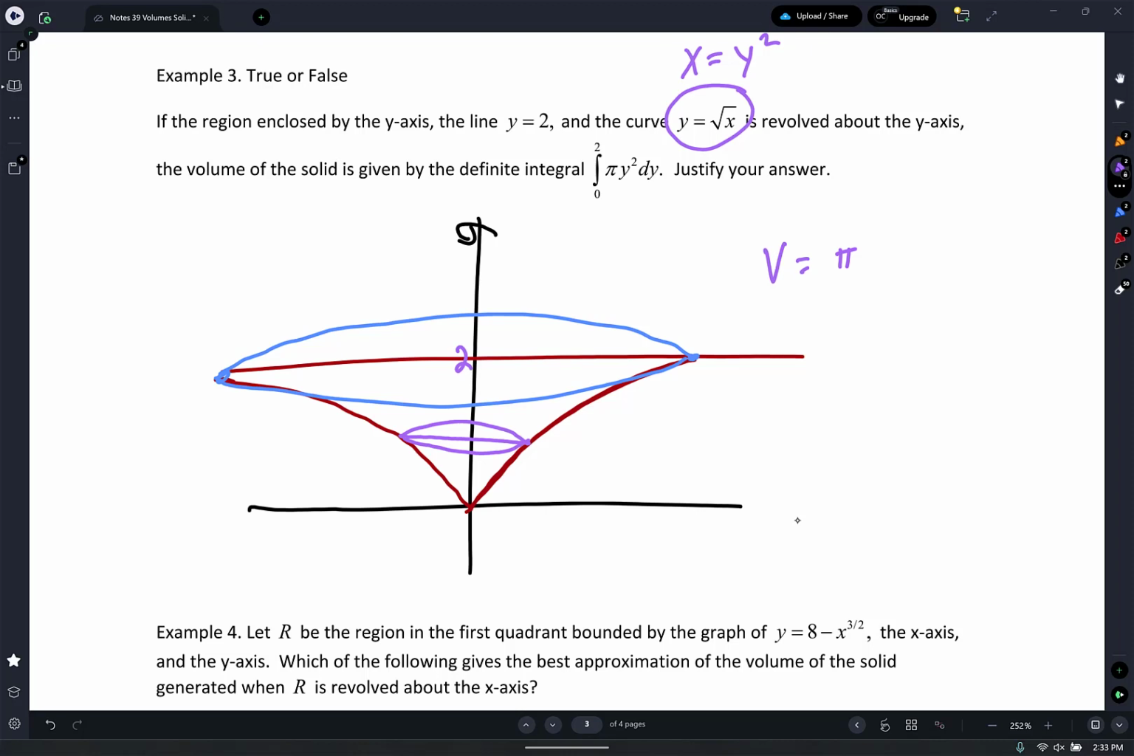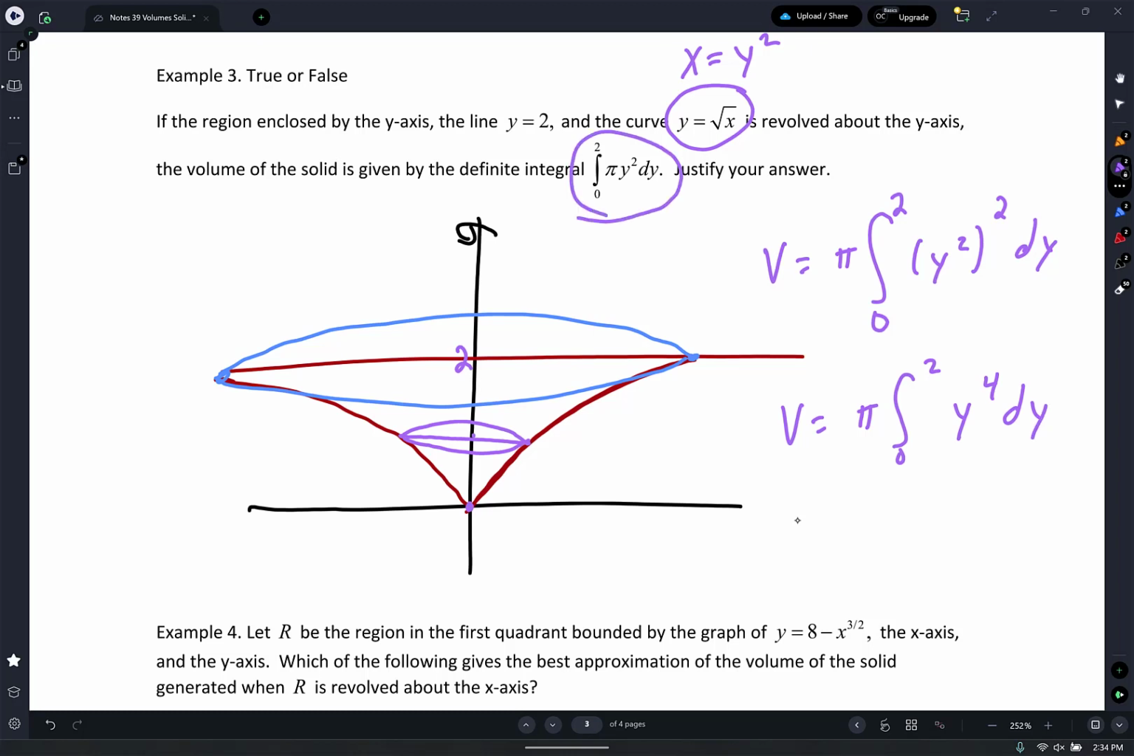It's a disk. Integral. What's the lowest y value? 0. What's the highest y value? 2. Now the radius is the distance from the y-axis to that curve. What is that curve? y squared. So I'm going to write y squared, and then what do I do to that? I got to square it again. dy. Do you guys see that? So to get the volume for this, it's pi integral 0 to 2 of y to the 4th dy. So is that what they have? No. So this one is going to be false.